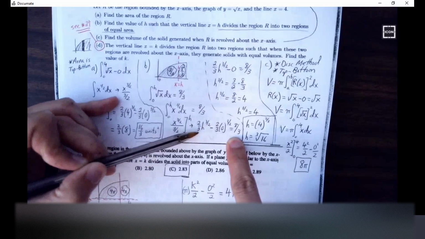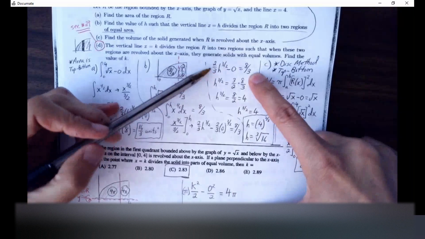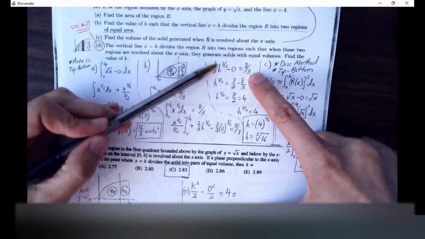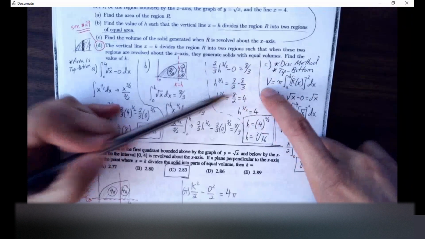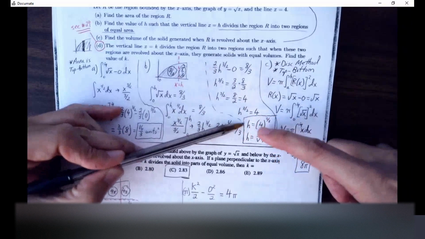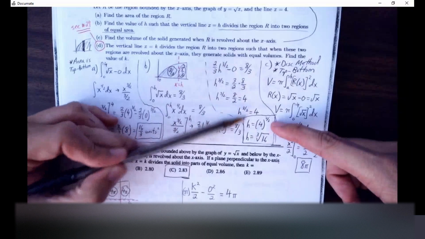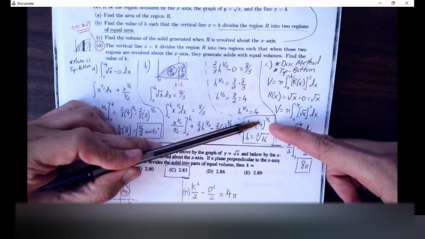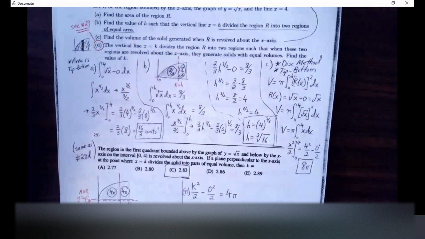So now that we're down to 2/3 h to the 3/2 equals 8/3, I'm going to divide by 2/3, which is the same thing as multiplying by 3/2. Clean up, solve for h. H to the 3/2 equals 4, so I'm going to raise both sides to the reciprocal, 2/3. 4 to the 2/3, you can leave it like this, or you can rewrite it as cube root of 16. Okay, so that's the basic concept there.